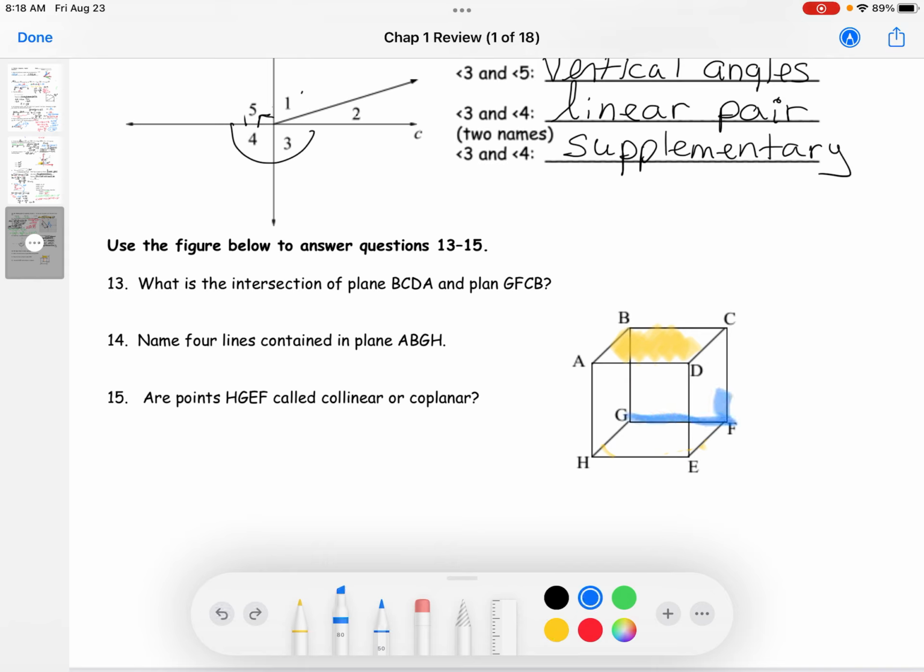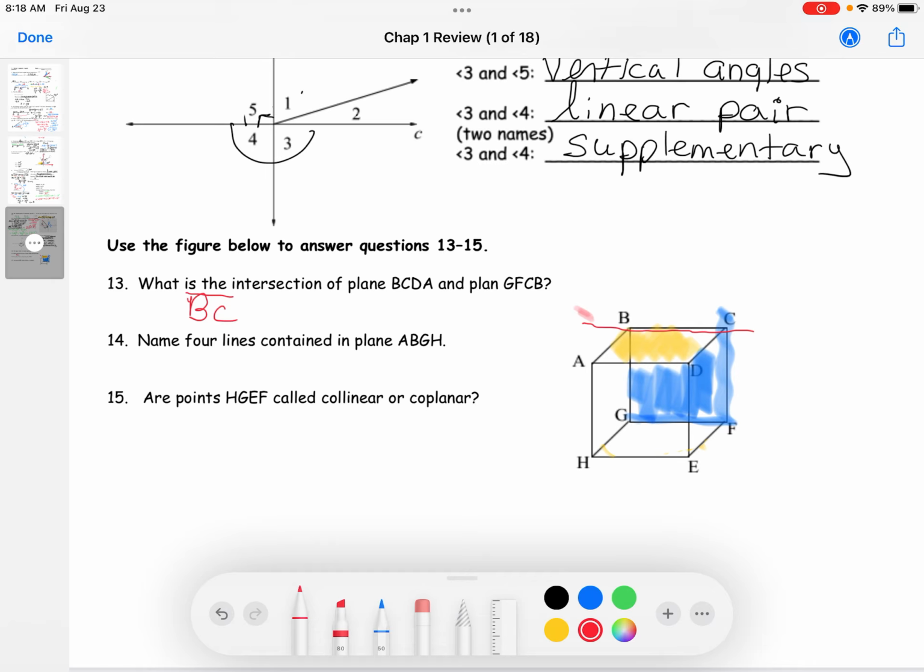So GFCB, and that's the back of the box here. That's what I've got highlighted. So those two intersect at BC. See that highlighted line is where they intersect. They intersect at that segment BC, so BC.